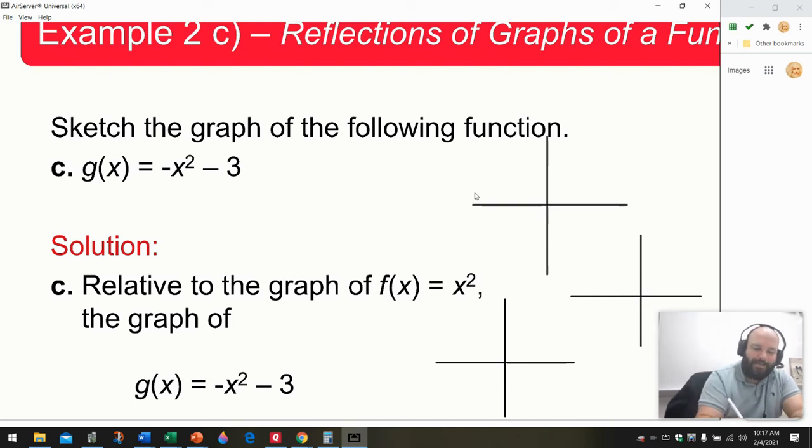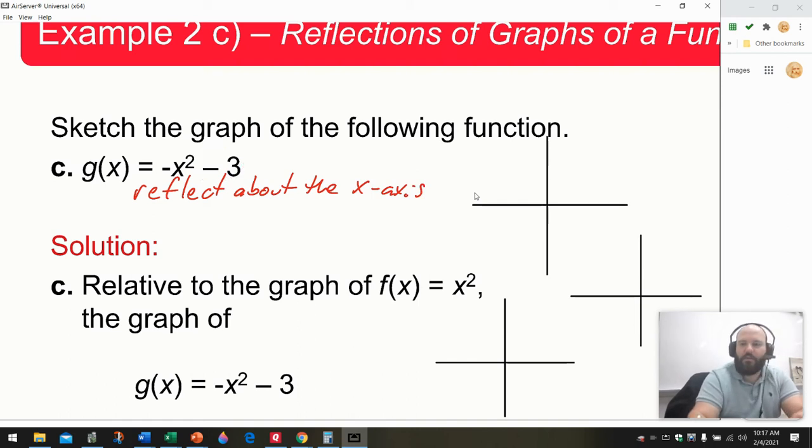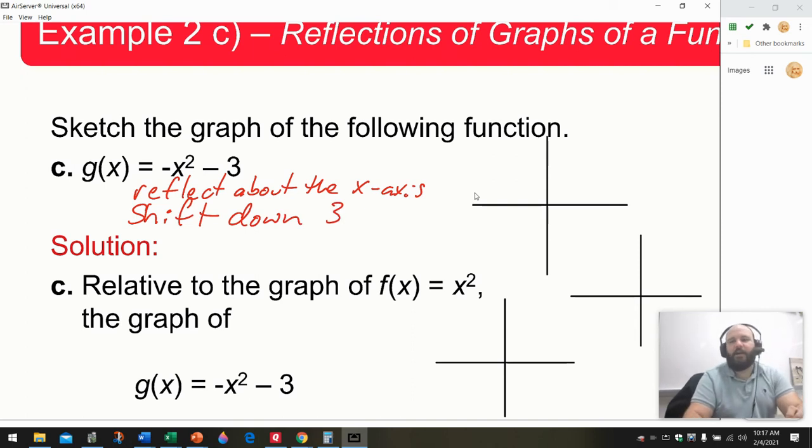When it's on the outside, it is a reflection about the x-axis. And then you have your minus 3, which is also outside. Since it's outside, it's a vertical shift, and it is going to be a shift down 3. And again, I'm going to repeat myself. You have to have these written in the correct order, especially when you start doing the reflections. If you shift and then reflect, it will mess your graph up. You've got to have them listed in the correct order and do the transformations in the correct order.